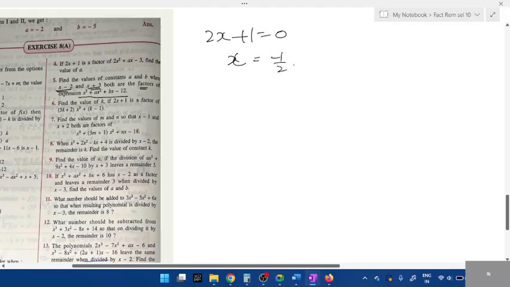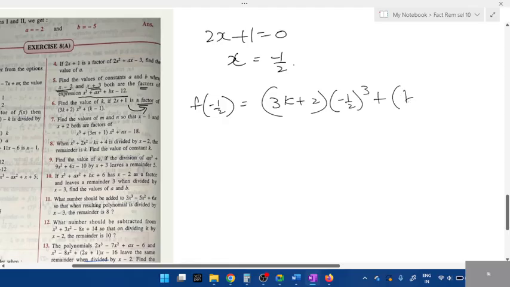Okay, if they tell you it is a factor, can you see they have mentioned it's a factor? So it's supposed to be written like this: 3x plus 2, x value is minus 1 by 2, the whole cube, plus k minus 1 is equal to 0. So when you open the bracket, add and subtract, you'll get the k value. Make a note and complete it for homework.